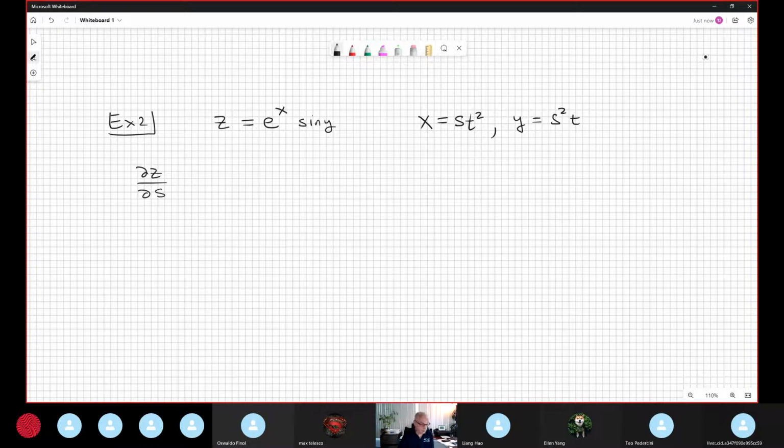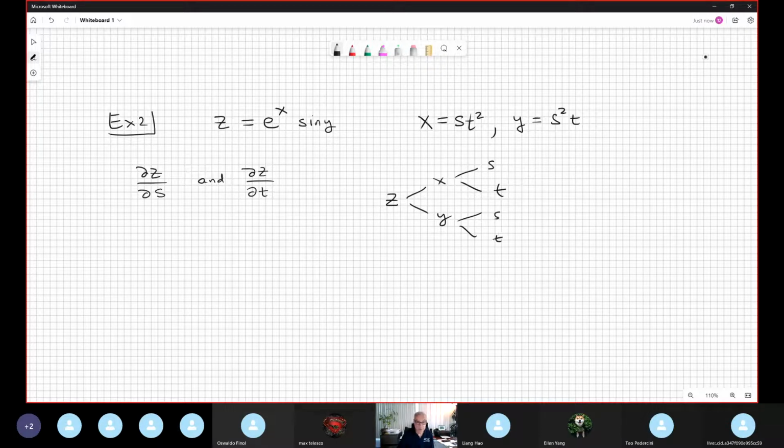because s and t are our independent variables, and partial z with respect to t. Remember the famous trick we are doing: z depends on the two intermediate variables x and y, which depend on the two independent variables s and t. S and t, s and t.